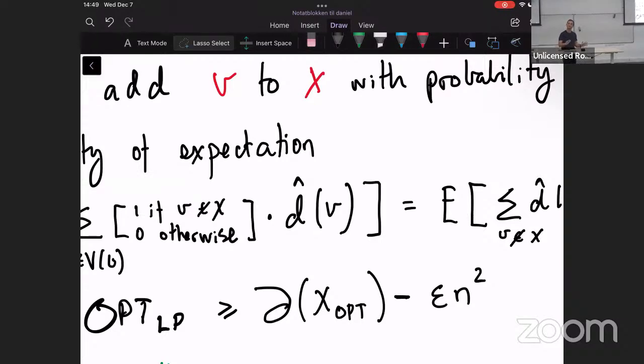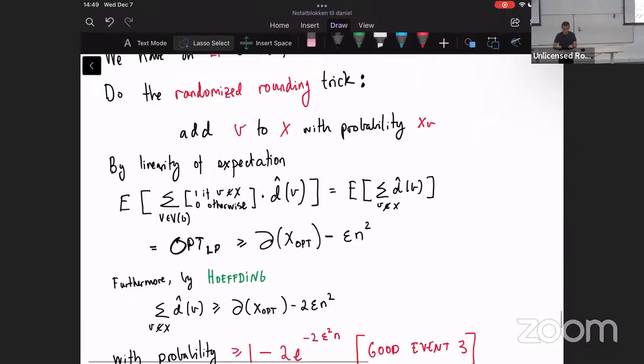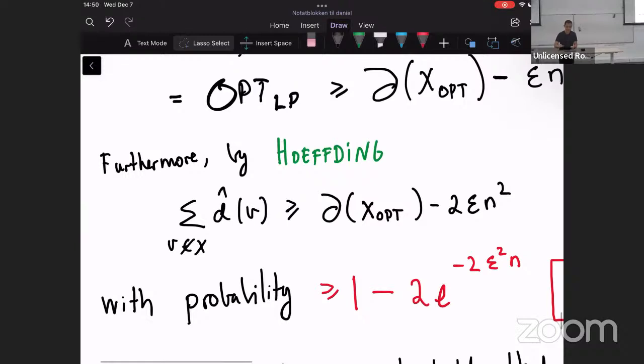So now if you know that there are n random variables and they're all between 0 and n, you plug it into Hoeffding, and you get what you want. With high probability, you're not more than another epsilon n squared term away from expectation. If expectation is the cut minus epsilon n squared, well, you lose another epsilon n squared.